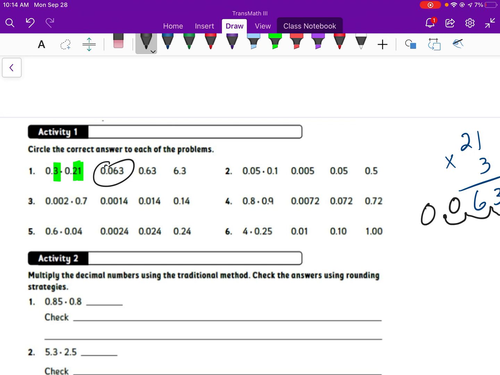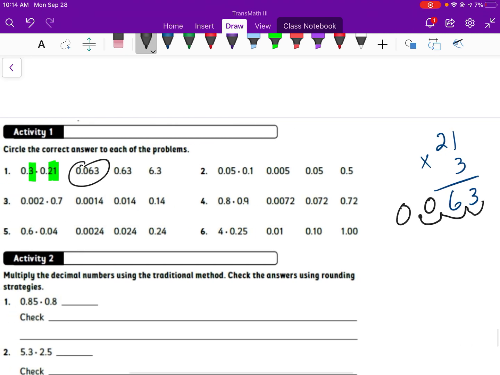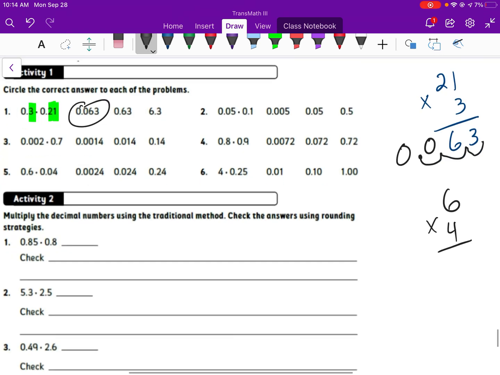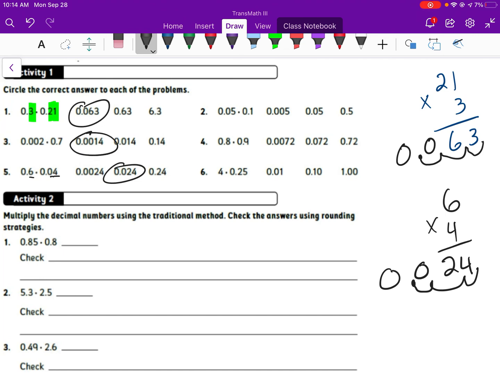Okay, we'll do one more. Let's see. I want to do number 5. Okay, we got 0.6 times 0.04. So all I'm going to think is 6 times 4, which we get 24. But then we need to count. We got 1, 2, 3. So 1, 2, 3. There's my decimal. Fill in that 0, 0.024.